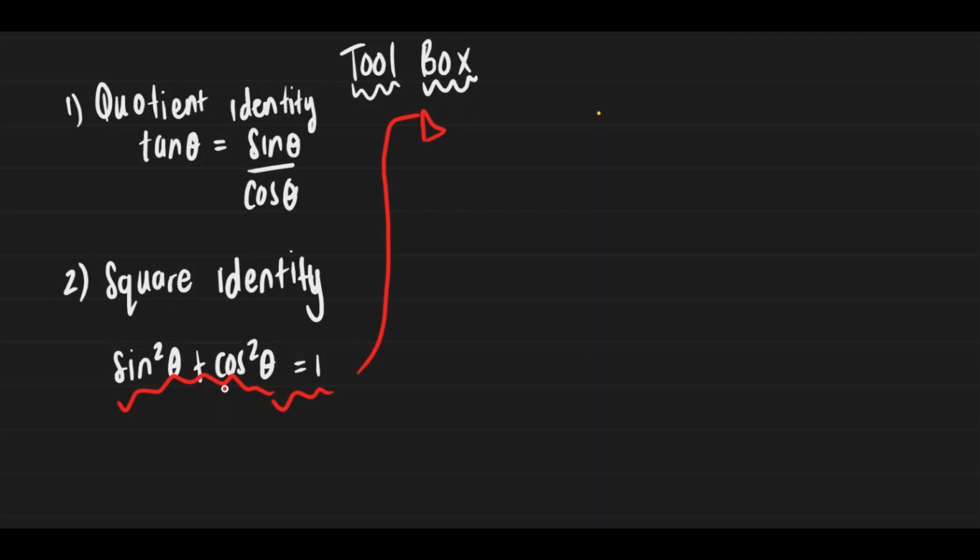Sine squared theta plus cos squared theta can be written as cos squared theta plus sine squared theta equals 1. This and this are exactly the same thing, right? Then we can also derive other identities from it. If we take the cos squared to the other side, since it's positive, it becomes negative, and we get sine squared theta equals 1 minus cos squared theta.